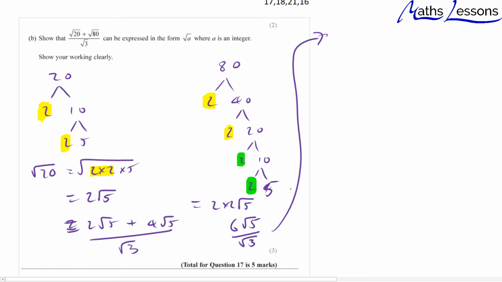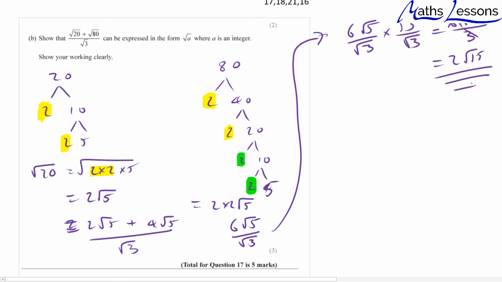So what we do is multiply both the top and the bottom by the square root of the bottom. And that will get rid of the square root on the bottom. That will leave you 6 root 5 times root 3, which is root 15, over root 3 times root 3, which is 3. And we can see that 6 cancels with 3 to leave us 2 root 15. And that's our final answer.